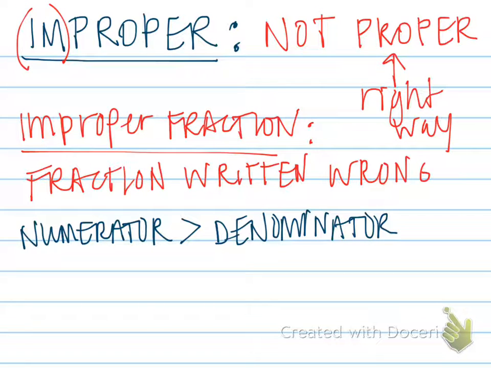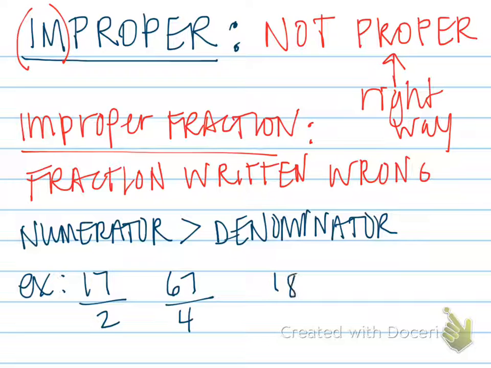An example of this would be 17 halves, 67 fourths, 18 fifteenths, 7 sevenths. It could also be equal to, because 7 sevenths we know is also 1 whole.